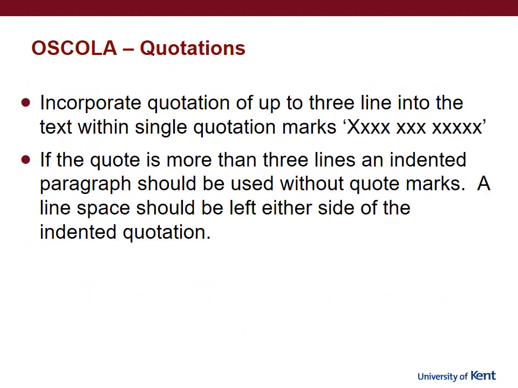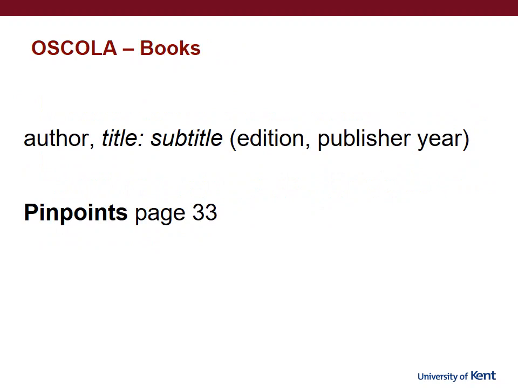For quotations, you can incorporate the quotation of up to 3 lines into the text within single quotation marks. If the quote is more than 3 lines, then you should indent the paragraph and use it within quote marks. A line space should be left either side of the indented quotation. For books, the format should be as followed: author, then the title in italics, and then in brackets the edition, comma, the published year. Any pinpoints you would have, for example, page 33.